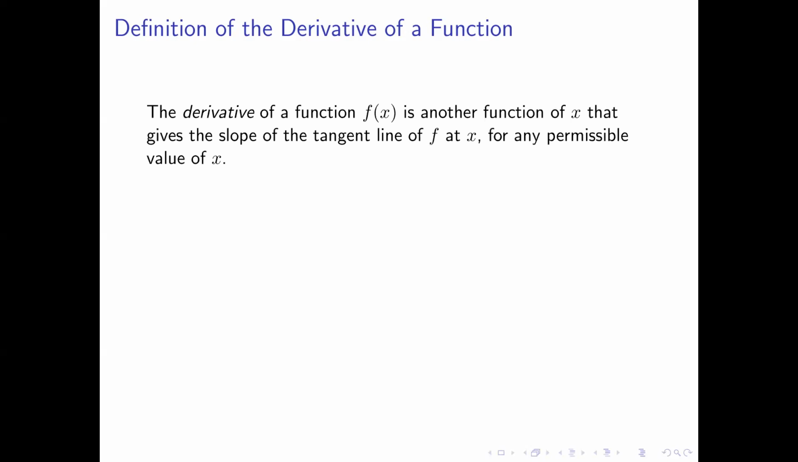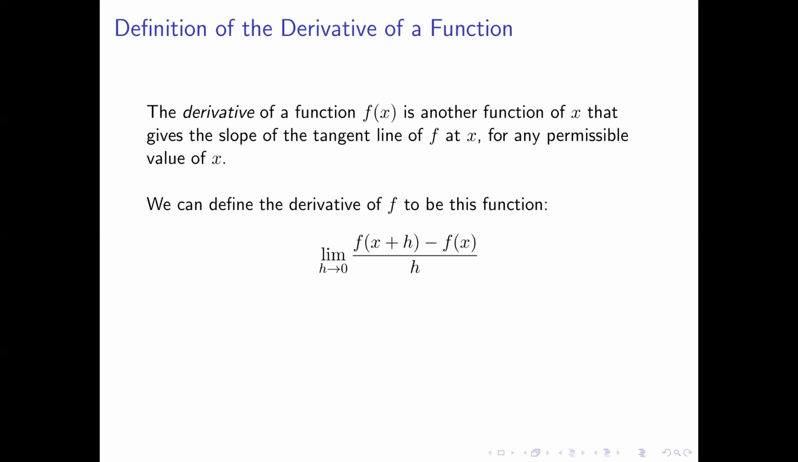And we can, again, generalize this and talk about the derivative of any function. So if we have a function, f of x, the derivative of it is another function of x. So it has the same independent variable. And the second function, the derivative, gives us the slope of the tangent line of f at x for any permissible value of x. And we can define this in terms of f as this right here. The limit as h approaches 0 of f of x plus h minus f of x over h. That expression there defines a function of x, and it's the function we call the derivative of f.